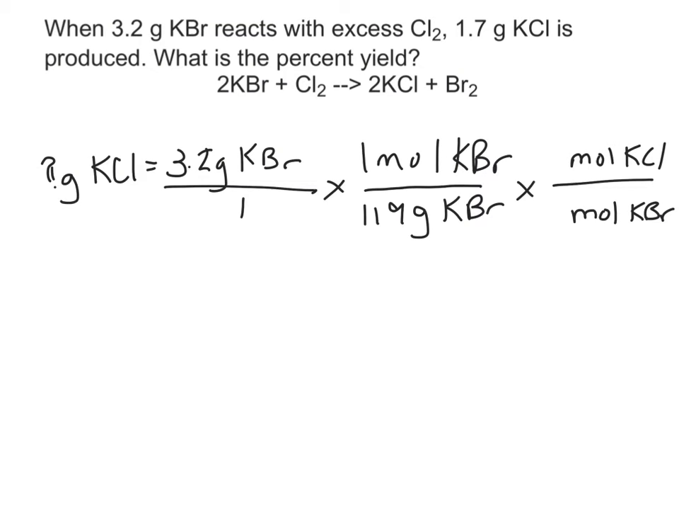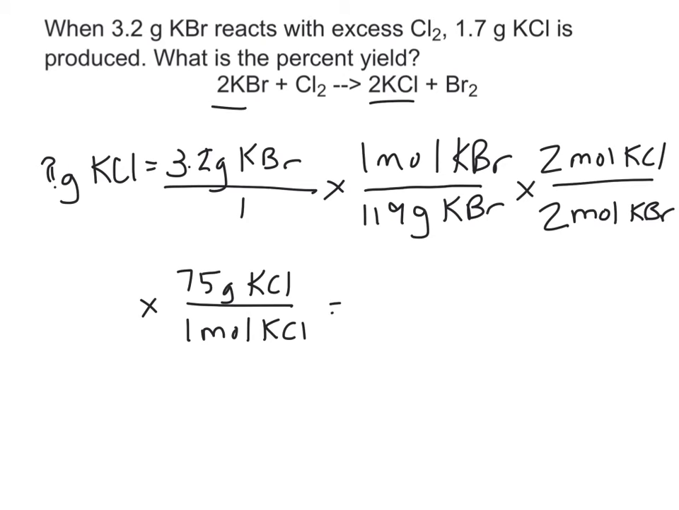I get my mole ratio from my balanced equation. I have 2 moles of potassium bromide and 2 moles of potassium chloride. Finally, I go back and I find my molar mass of potassium chloride. So I will have 1 mole of potassium chloride on the bottom of my fraction and the molar mass of 75 grams of potassium chloride on the top of my fraction. To solve my problem, I'm going to take 3.2 divided by 119 times 2 divided by 2 times 75, and I get a total of 2.0 grams of KCl.